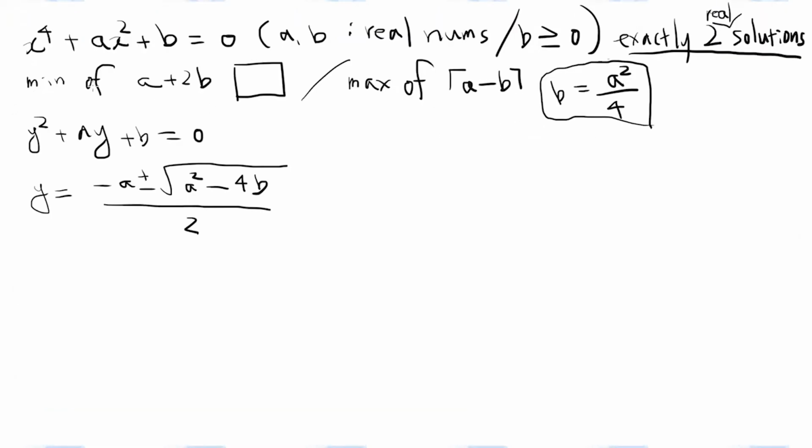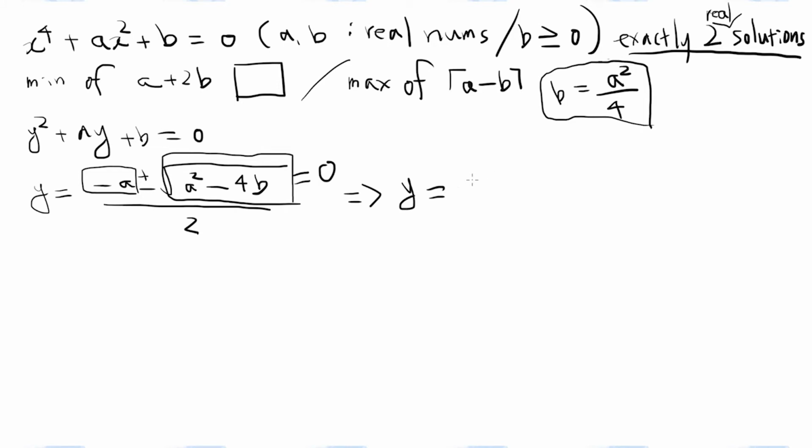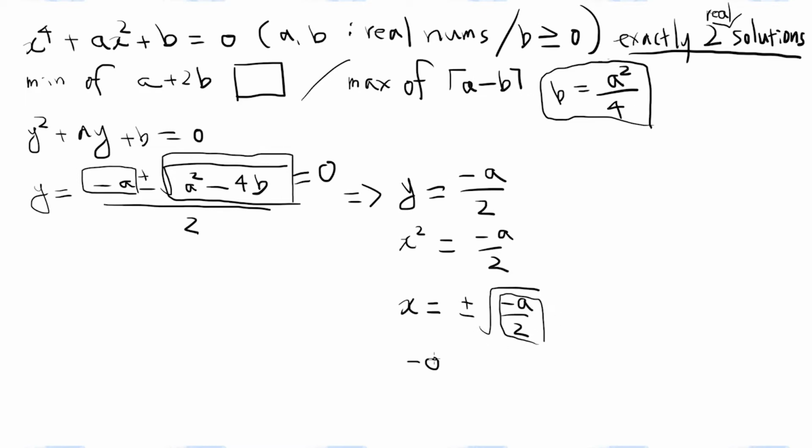And another thing that we know is that when we try to solve this quadratic equation using the quadratic formula, a is going to be preceded by the negative sign, and this whole part we assume to be 0, so y is going to be minus a over 2. But since y is x squared, x is going to be plus or minus root of minus a over 2. This means that minus a over 2 must be positive, so a must be negative.